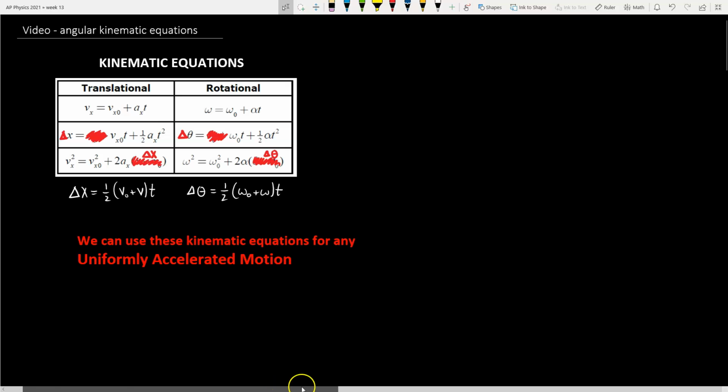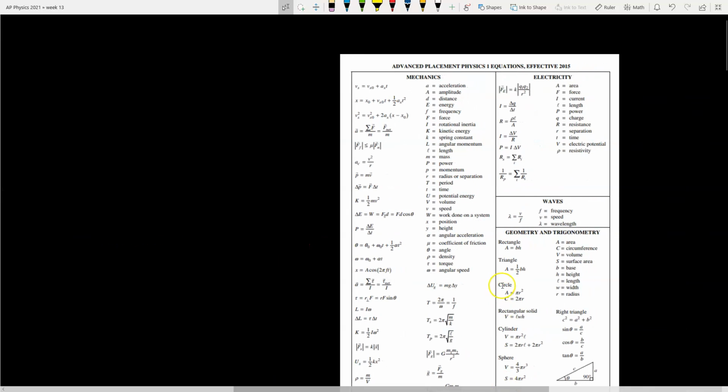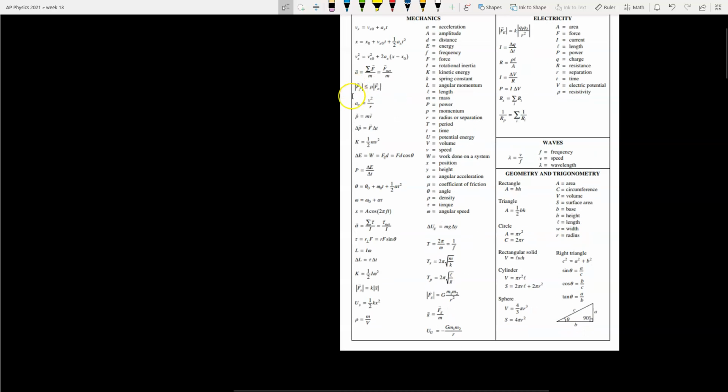Let me scroll over here a little bit. If we go to our actual equation sheet right here, there are those first three translational equations that we were talking about. And if you scroll down to the bottom, towards the middle here, right underneath power, we end up with the rotational variants right there. Now, for whatever reason, they don't give us the third equation, but it's right there. You can easily just swap out those variables and you can get that same equation. So same thing, it's fair game to be used. Just for whatever reason, they don't give it to us.